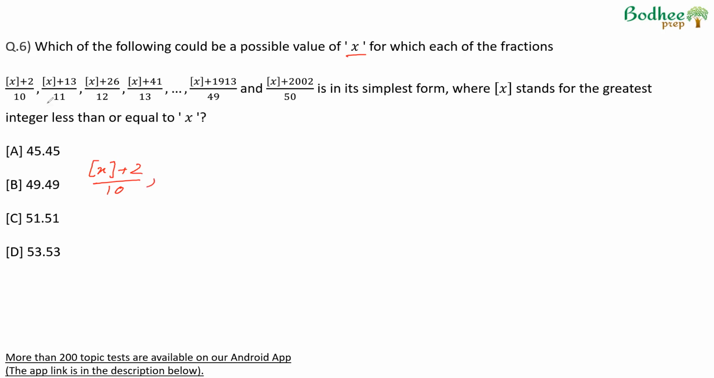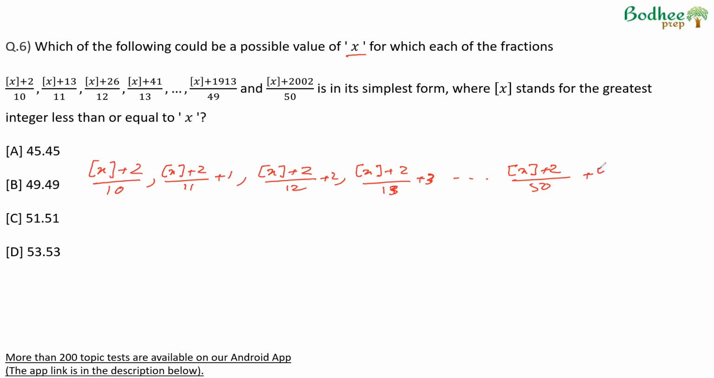The next term is, if I divide 13 by 11, [x] plus 2 plus 1. If I look at the next term, divide 26 by 12, again 2 is the remainder, plus 2. Again, divide 41 by 13, we'll get [x] plus 2 plus 3. 13 3s are 39, minus 41 is the remainder of 2. And so on. The last term will be again divided by 50, [x] remainder 2 plus 40. So basically what we want is [x] plus 2 should not have anything in common with 10.